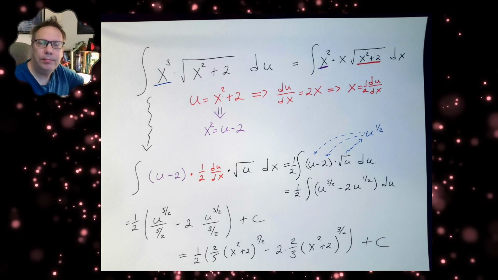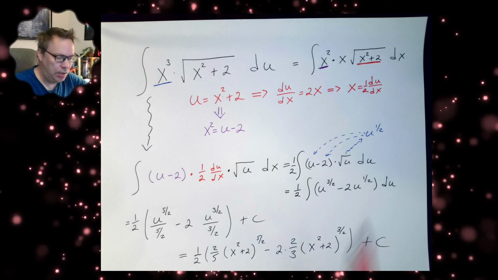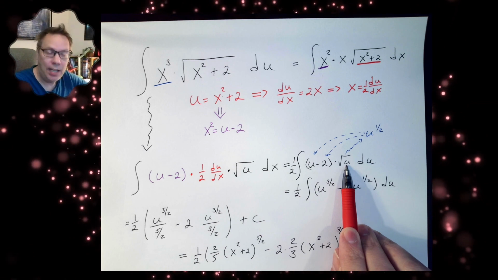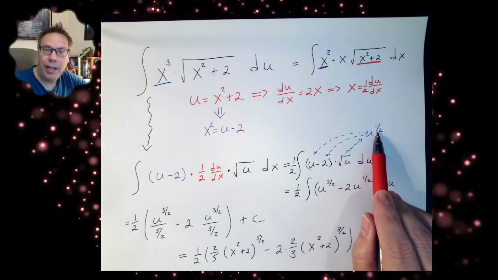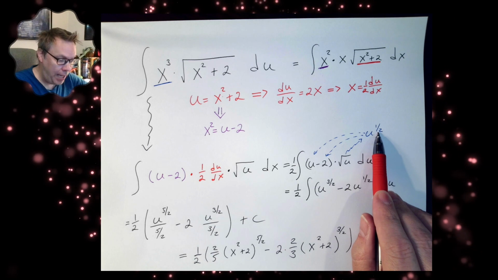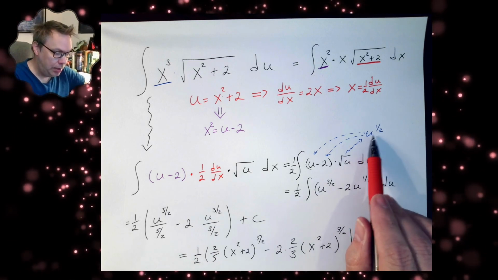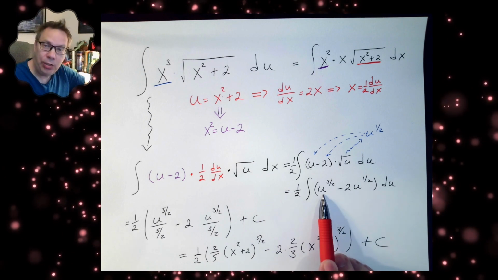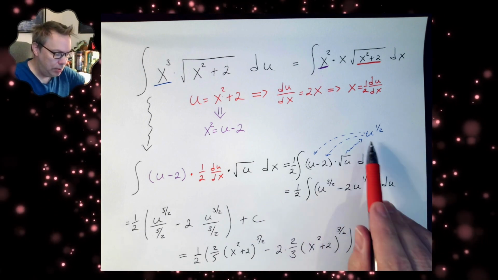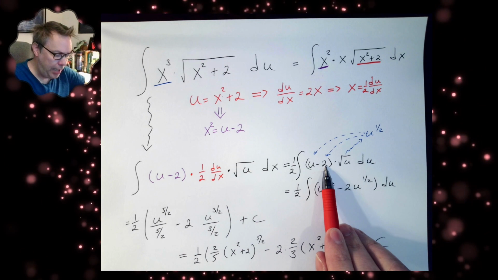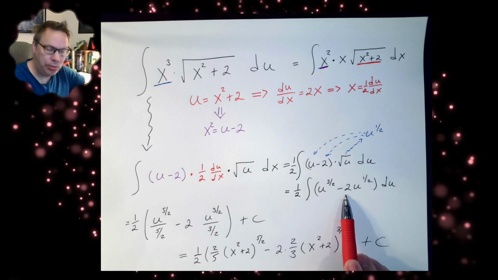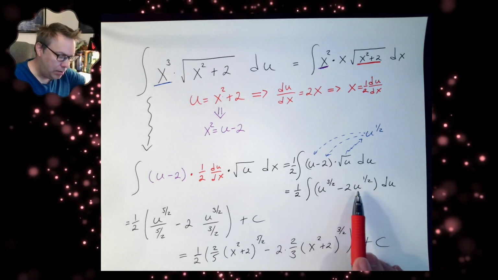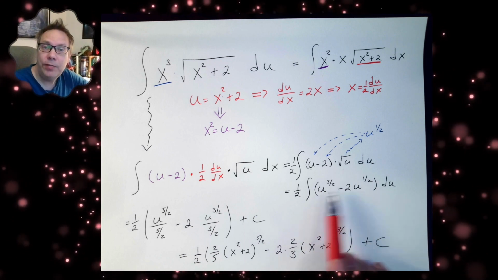Well, just like a lot of other problems we've done, I always want to convert symbolic notation, square root of x, into x to the 1/2 power. If I do that, I can distribute u to the 1/2 times u. That's going to get me u to the 3/2. U to the 1/2 times -2 gets me -2u to the 1/2. So now I have two antiderivative problems.